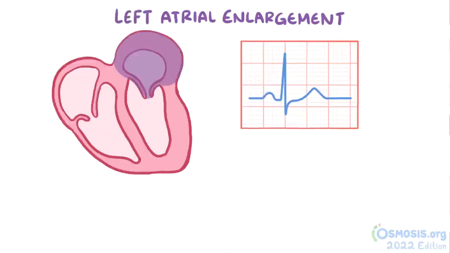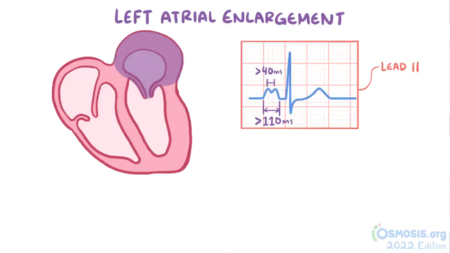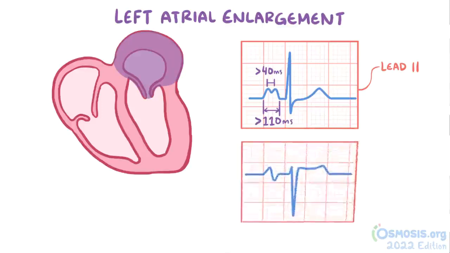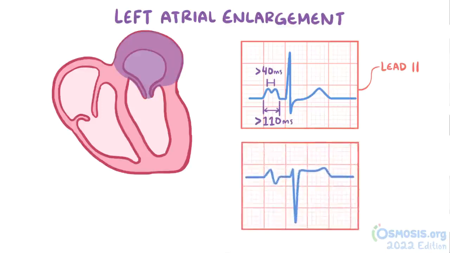In left atrial enlargement, the left atrium has extra muscle tissue, and that results in a P wave with 2 peaks in lead 2, with the entire thing stretching out over 110 milliseconds, with a gap of over 40 milliseconds separating the 2 peaks. With left atrial enlargement, the P wave in lead V1 is biphasic, meaning that it looks like a hill with a valley alongside it. However, that can also be seen in healthy individuals.